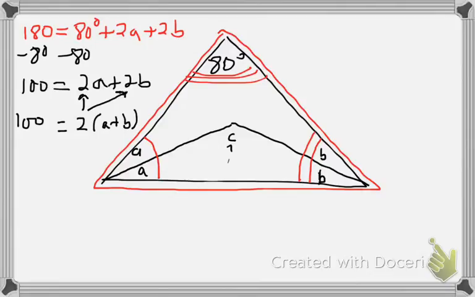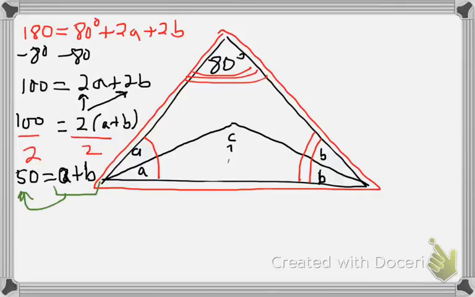And because of that, if I want, I can divide everything here by 2, and whatever I do to one side I do to the other, and I'll end up with 50 equals a plus b. And so what's nice about that is wherever you see an A and a B, you can replace it with a 50. So let's do that here.